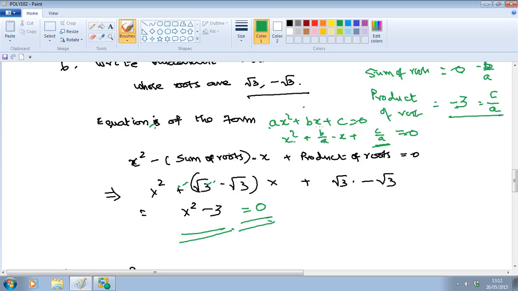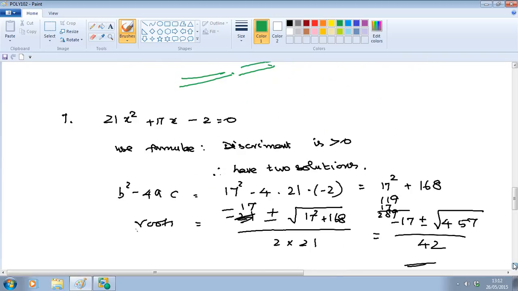The equation for ax square plus bx plus c is equal to 0 is x square minus the sum of roots multiplied by x plus product of roots is equal to 0. You can say the sum of roots is equal to minus b by a, or b by a is equal to minus sum of roots. You can bring the minus here. We'll go to the next problem.